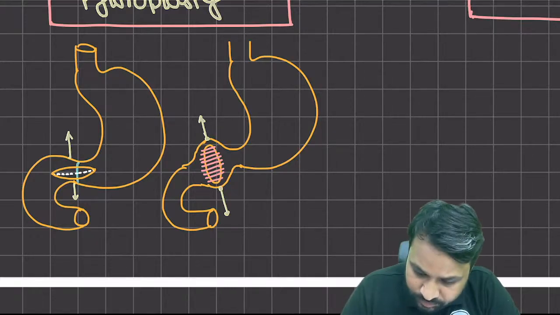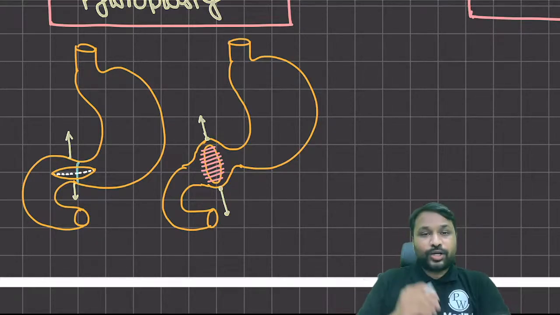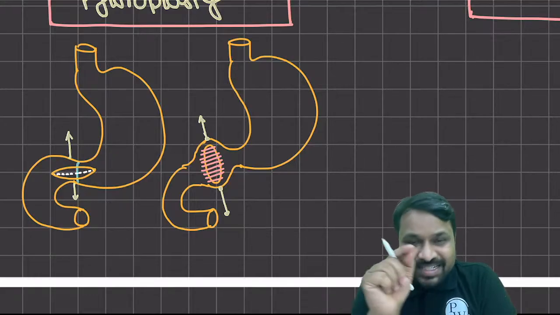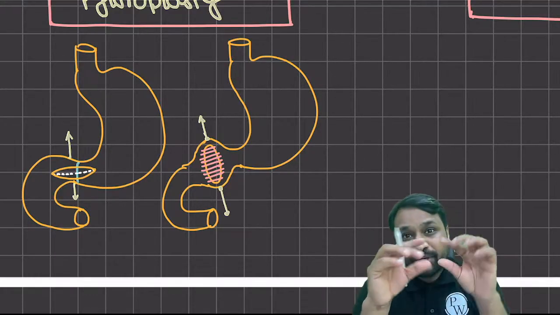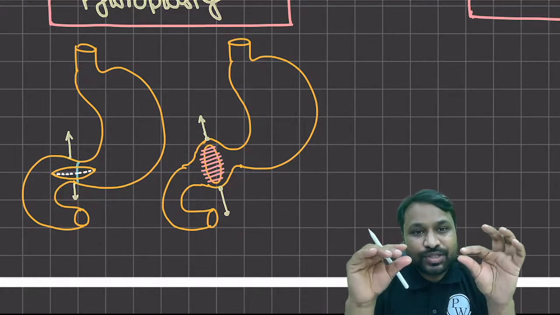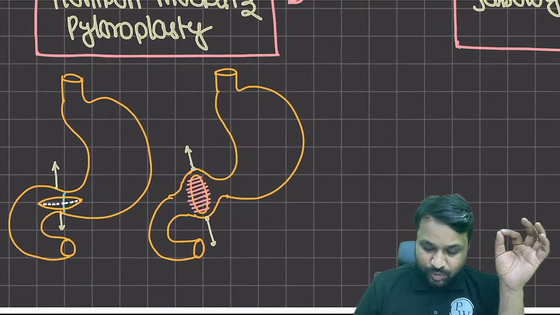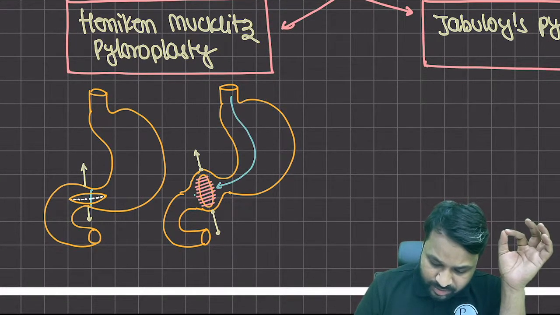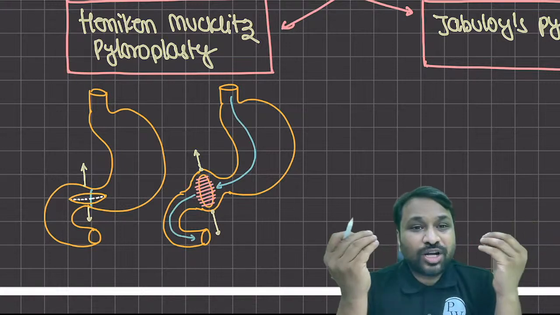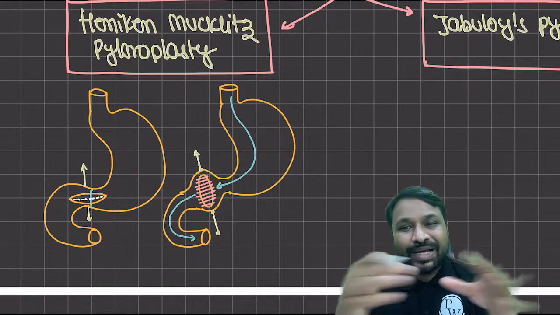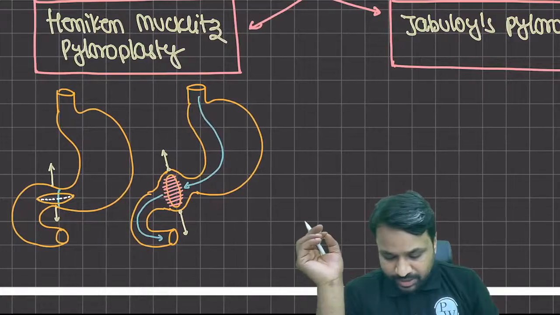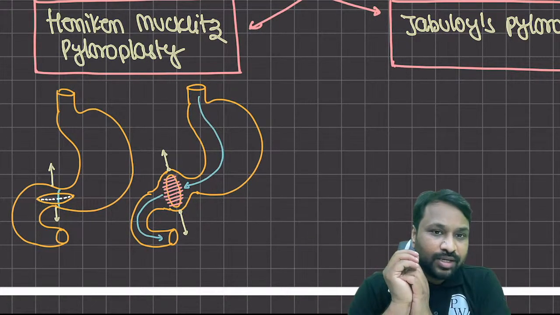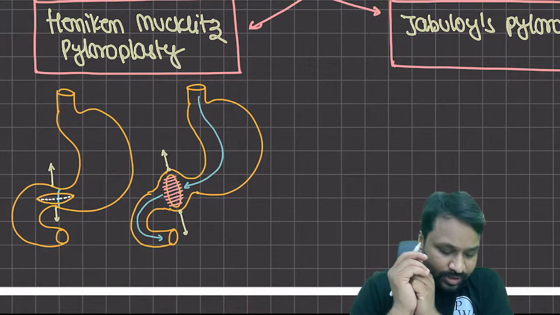So what you have done is you have incised it along the axis, that is longitudinal, but you have sutured it vertically. This is what we call the Heineke-Mikulicz pyloroplasty. The sphincter is now damaged. Because of this there is no stasis, because you are not dependent on the sphincter to open. You have opened the passage itself. This is what you call the Heineke-Mikulicz pyloroplasty.